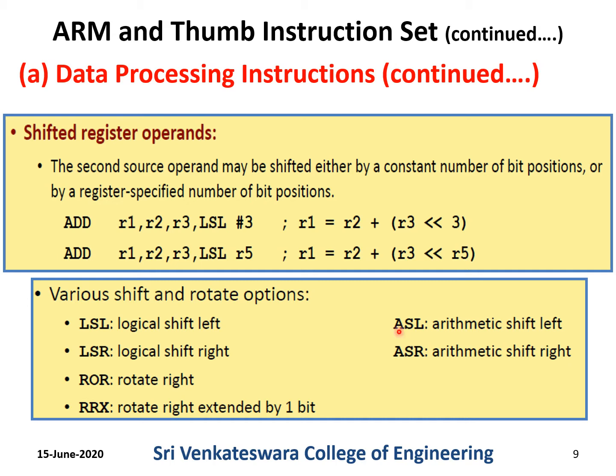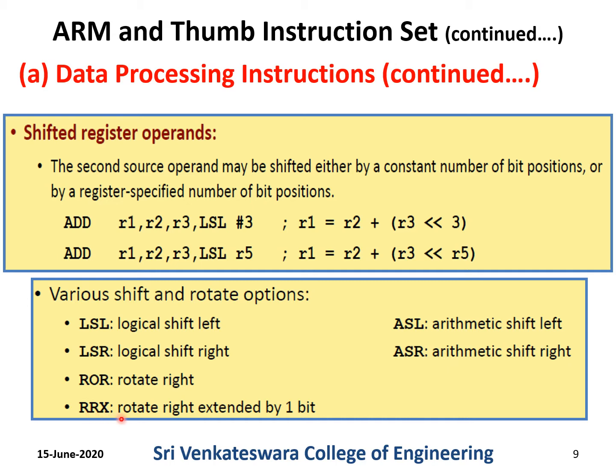So in arithmetic shift left, when the bits are shifted left, the rightmost position will be appended with the least significant bit values. In arithmetic shift right, as the shift happens in the right side, leftmost positions will be appended with the most significant values.